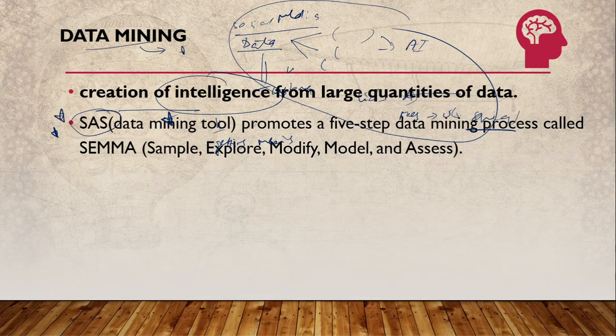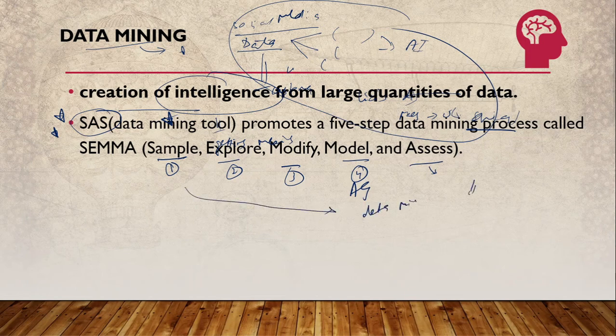So what it says is, first you sample the data, means first you take the data, then you explore the data, and then modify, then based on a model you apply some algorithm, and then you can assess. So this is one way in which data mining can be done on data, and you can extract the intelligence out of it. So these are the 5 ways.